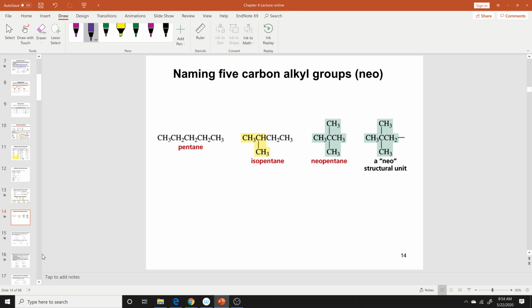And then you have the term neo. Neo, we don't use it much, but neo is for 5. So neo stands for 5. It's the arrangement of 5 carbons in there. So how are the 5 carbons arranged? This is the structure of a neopentane.